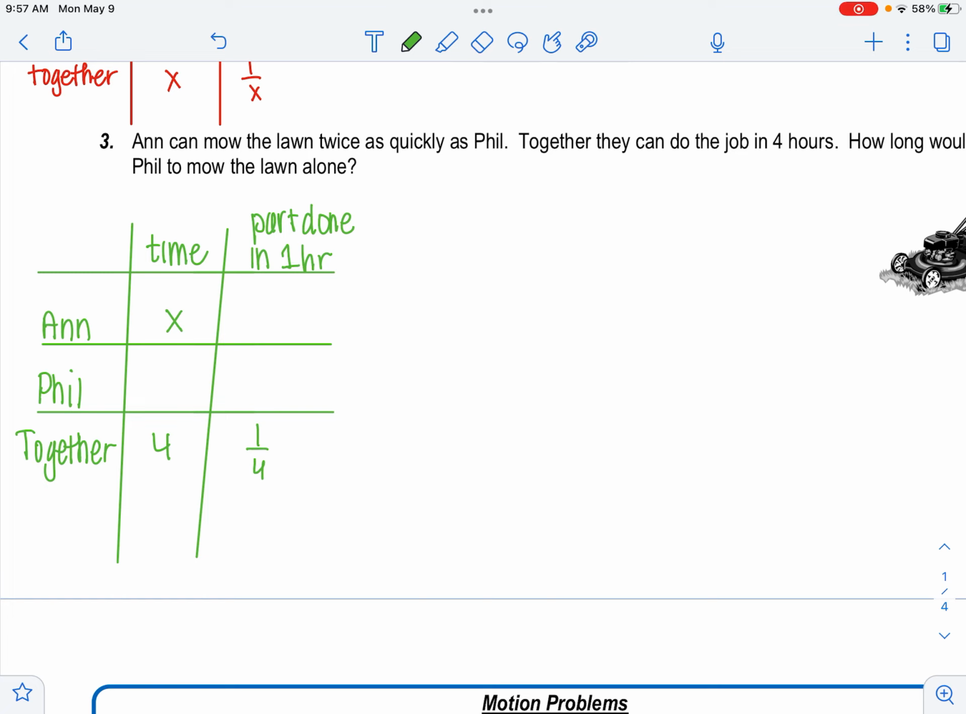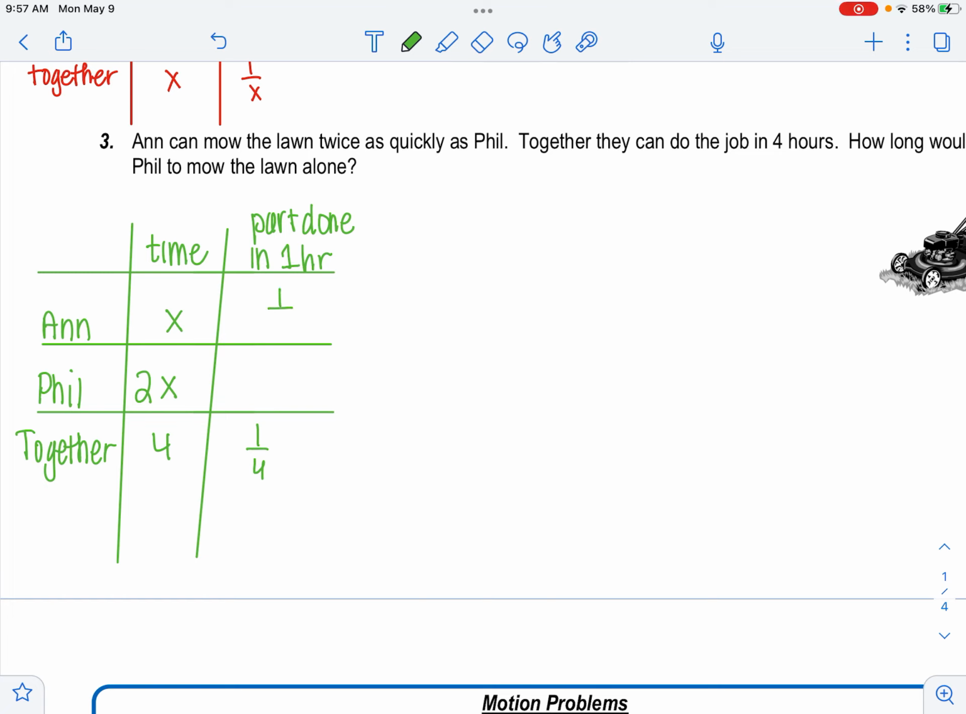A common mistake people will make here is they'll put an x for Phil instead, and then they'll say, oh, it takes her 2 times as long. It doesn't take her 2 times as long. She can do it twice as quickly as Phil. So if it takes her 5 hours, it takes him double that. So he's the 2x.